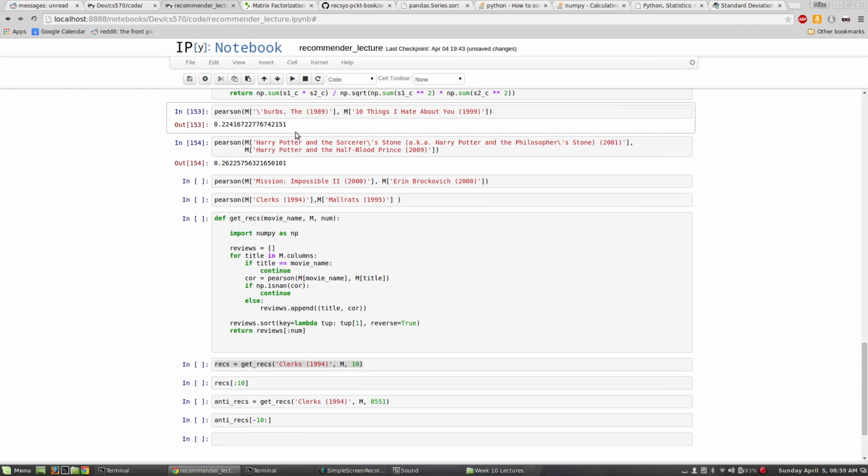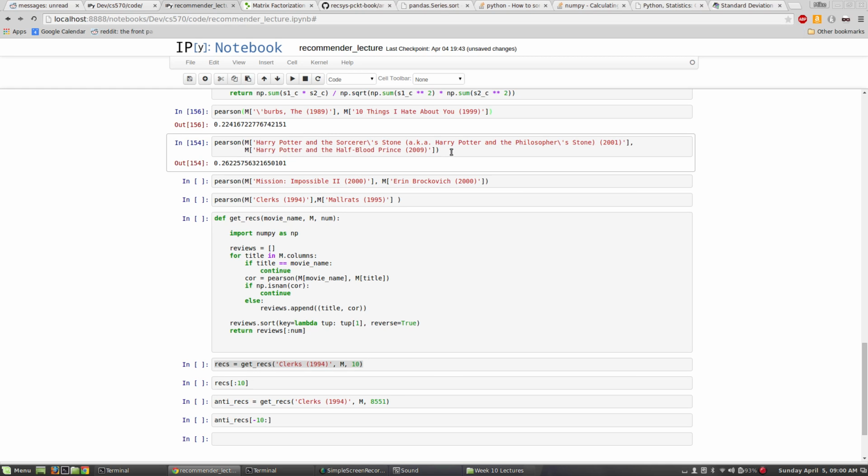And I'm going to show you here a couple of calculations using that method. So I'm going to calculate the Pearson similarity between two movies, The Burbs and 10 Things I Hate About You. This is an interesting one because other than these both being comedies, I didn't really think that they would appeal to the same crowd. It turns out that you get about a 0.224. Well, is that good or is that bad? I don't know, not off the top of my head, but I can use some baselines here.